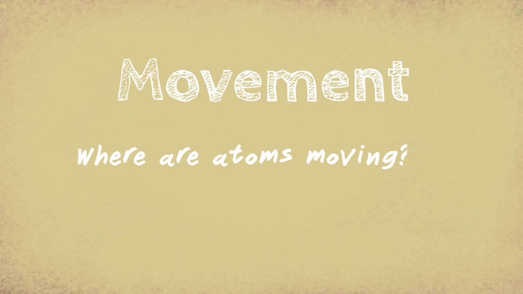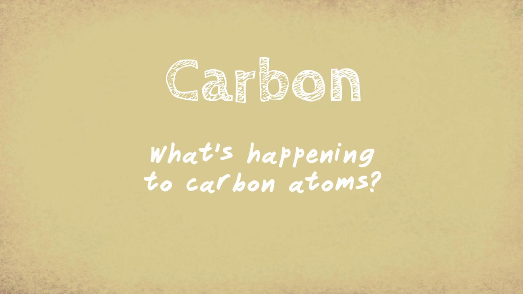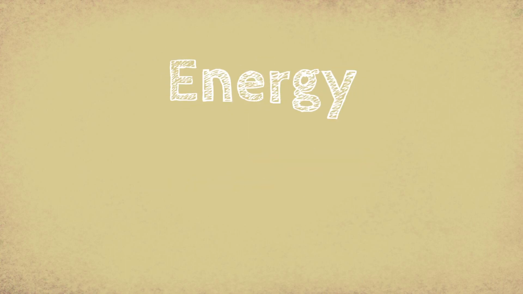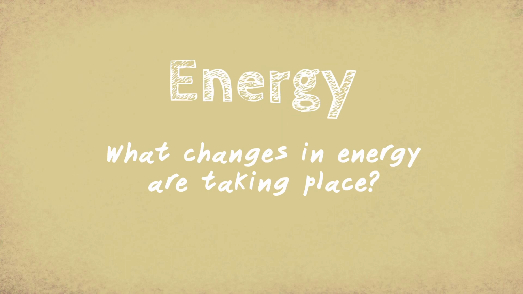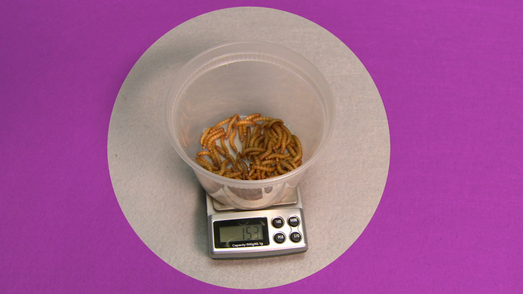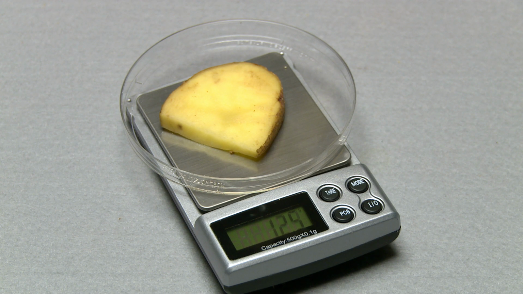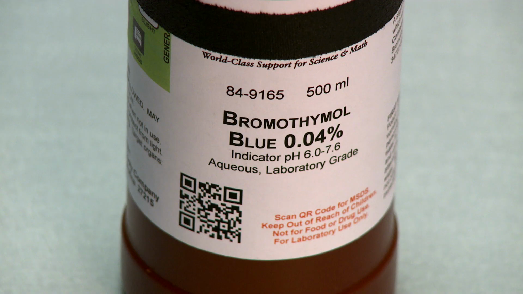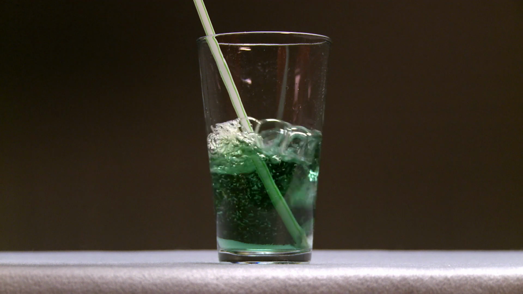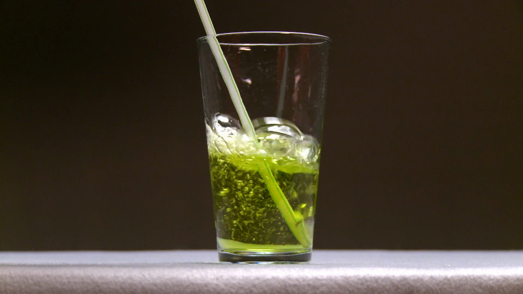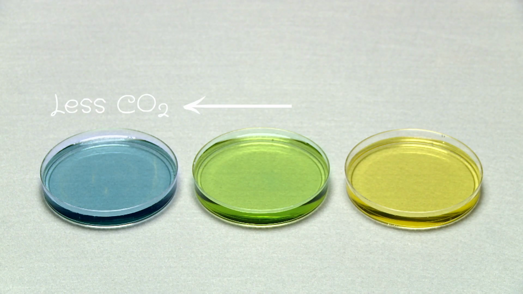The movement question. Where are atoms moving? The carbon question. What is happening to the carbon atoms? And the energy question. What changes in energy are taking place? We can learn more by weighing mealworms and their food before and after they feast. BTB is bromothymol blue. BTB changes its color when carbon dioxide is added, like when you blow bubbles into it. We can use BTB to see if carbon dioxide concentrations increase in the air when the mealworms are eating.